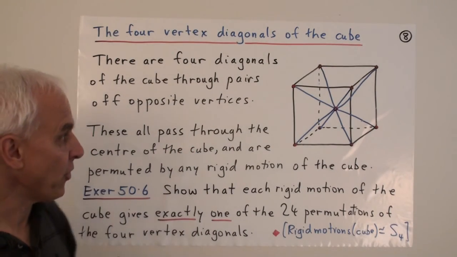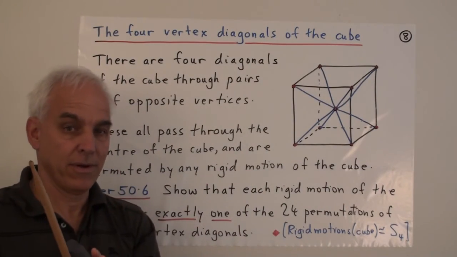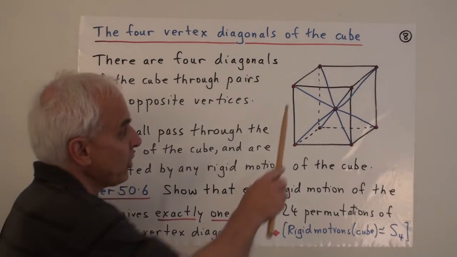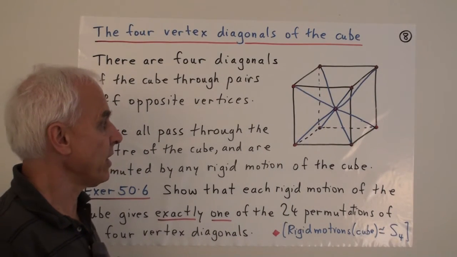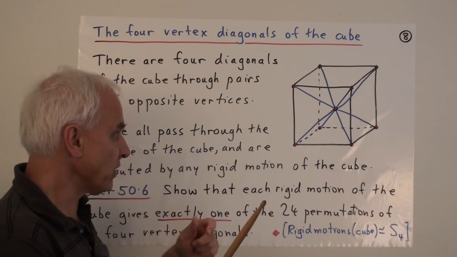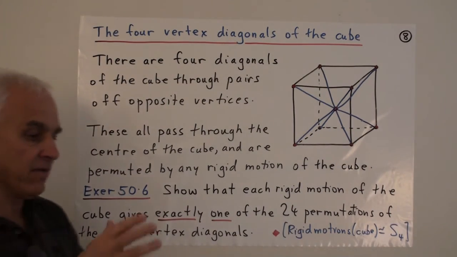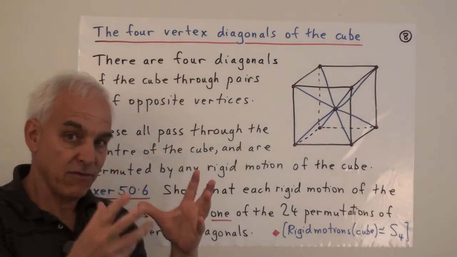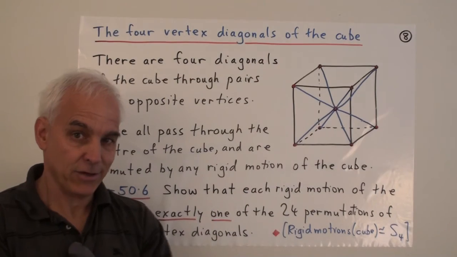Now we also know that there are 24 different rigid motions of the cube. Because I remind you, the cube has 12 edges and so 24 directed edges. Okay? So there are 24 rigid motions of the cube. There happen to be 24 permutations of the vertex diagonals. And given any rigid motion, it's going to give you a permutation of these 4 vertex diagonals.